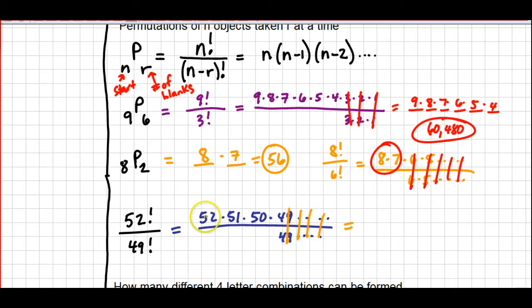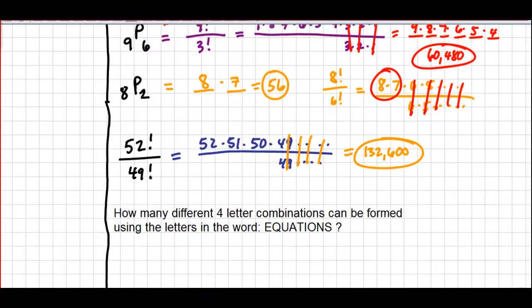So all you'd have to calculate here is 52 times 51 times 50. And we end up with 132,600 different combinations. So students would be able to handle that no problem with a baby calculator, assuming that they remember what the factorial symbol allows them to do.